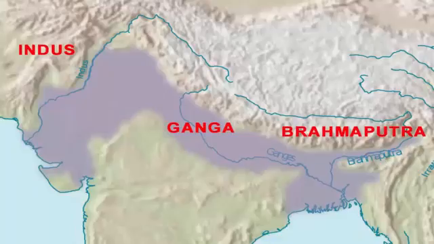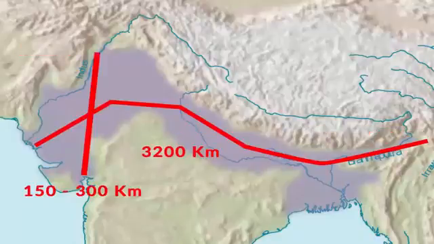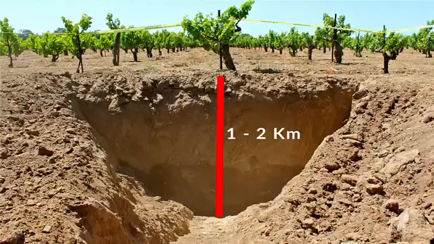The whole of northern plains are formed by the alluvial deposits brought by the rivers. And these rivers are nothing but the Indus, the Ganga and the Brahmaputra. Now these plains extend approximately 3,200 km from east to west, and the width of it from north to south is 150 to 300 km. And the depth of the alluvium deposits varies between 100 to 200 meters, which is 1 to 2 km.